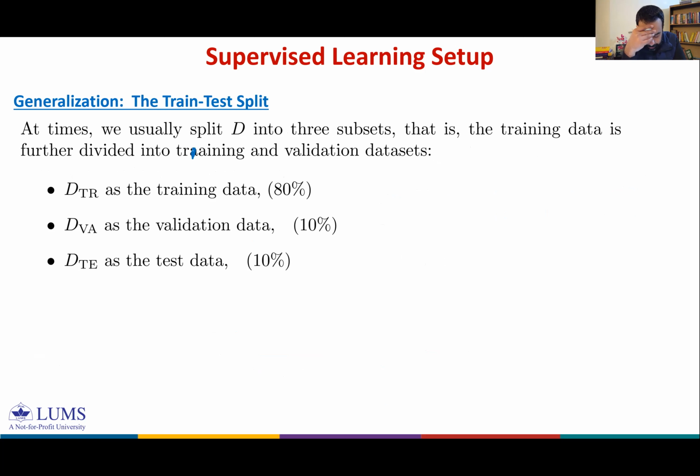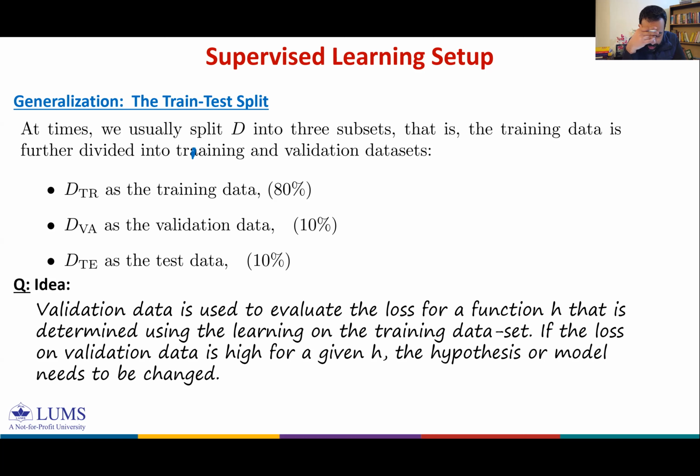Why do we need validation data? और data होता क्या है validation data? To answer this question, validation data is used to validate the loss for a function h that is determined using the learning on the training data set. If the loss in validation data is high for given h, the hypothesis or model needs to be changed. Okay, what is the idea?